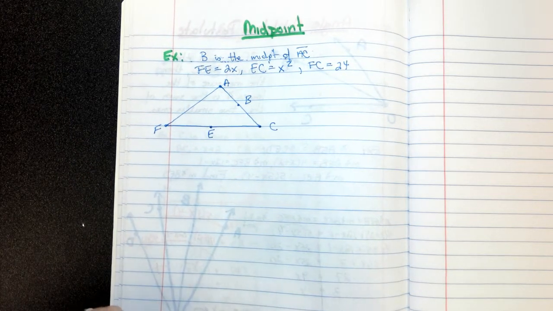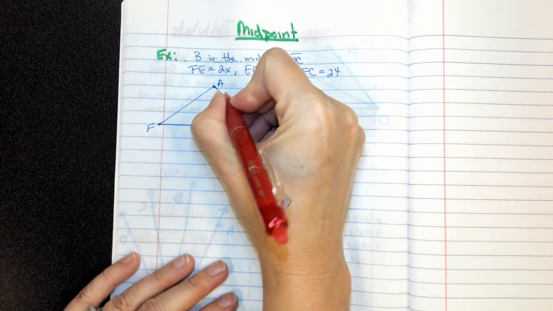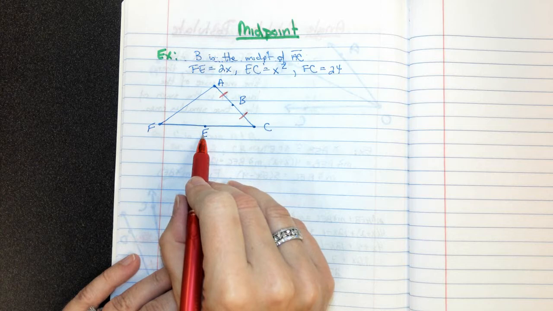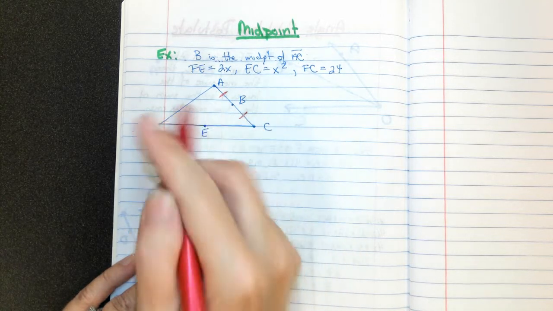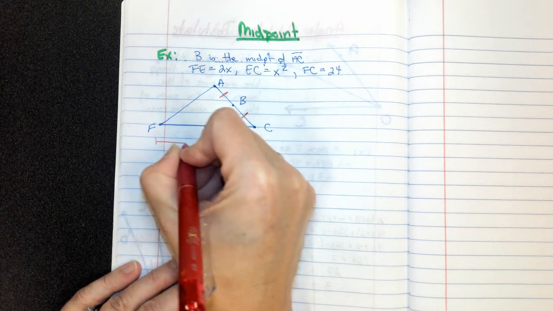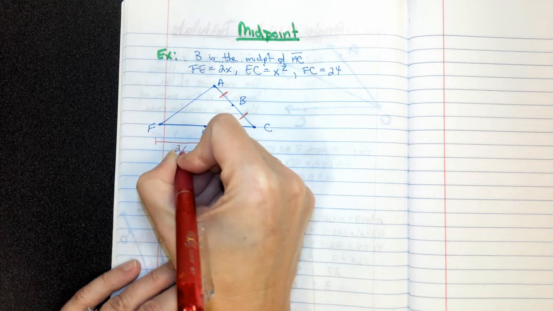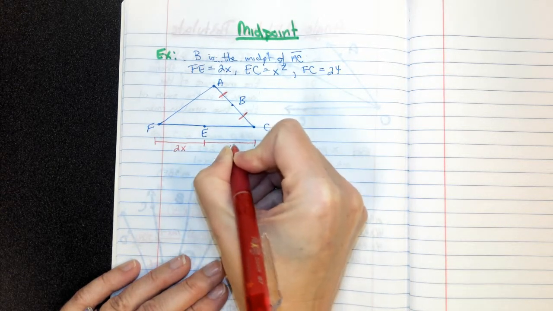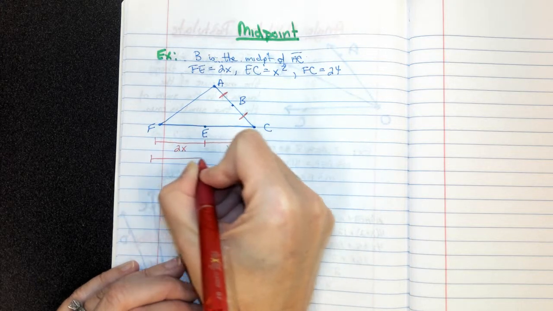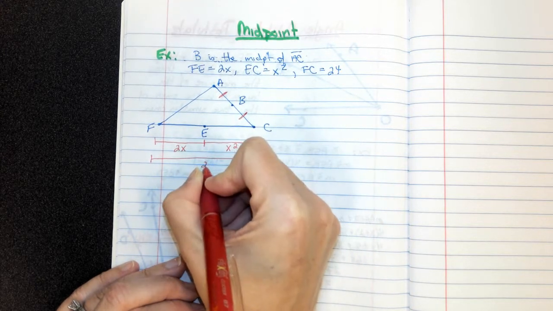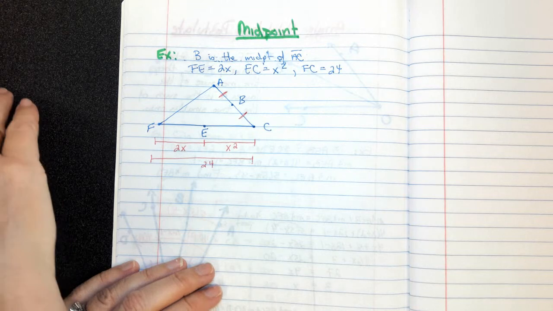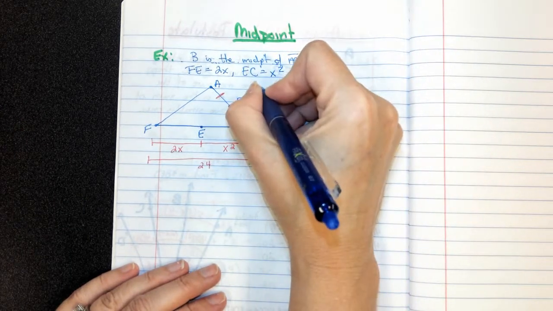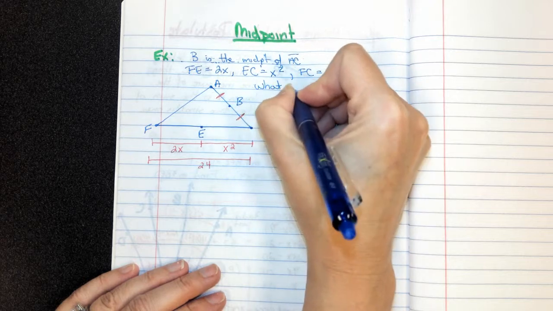So when it says B is the midpoint, I'm going to label it. But it doesn't tell me anything about E, and that's fine. I'm going to do as we did on yesterday's problem: 2x, and this is going to be x squared, and FC is going to equal 24. And it wants to know what is x. So let me write that rest of the question here. What is x?